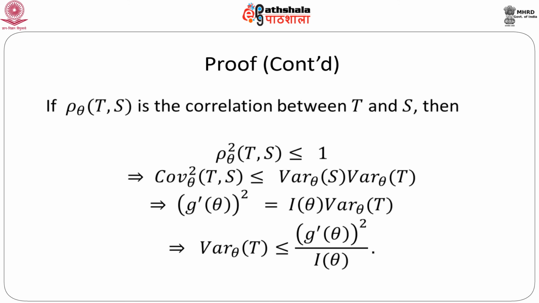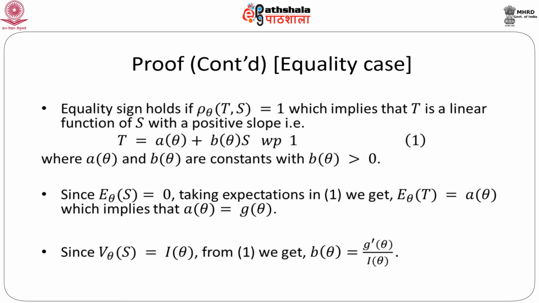If rho_theta(T, S) is the correlation between T and S, then rho squared(T, S) is less than or equal to 1, which implies covariance squared(T, S) is less than or equal to the variance of S into the variance of T, which again implies the variance of T is greater than or equal to g prime theta whole squared divided by I(theta). The equality sign holds if rho_theta(T, S) equals 1, which implies that T is a linear function of S with a positive slope.